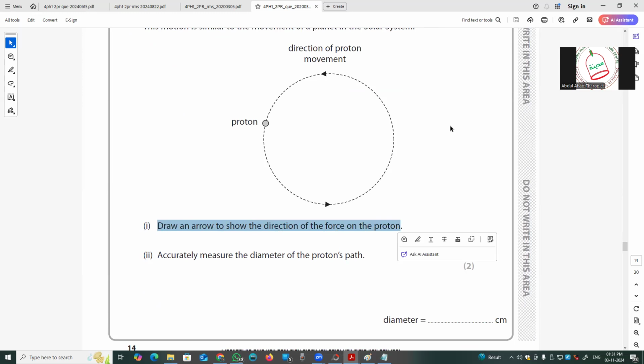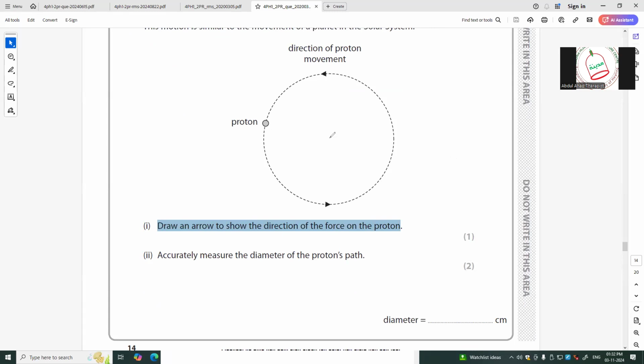Now, subdivision number 1, Roman number 1, draw an arrow to show the direction of the force on the proton. Now, you have to understand here that they are not asking the direction of the magnetic field. Instead, what are they asking? They are asking the force on the proton, isn't it? So you will have to imagine that the proton is being pulled towards this point. So this point is nothing but the magnetic field line, just going like this. You don't have to draw the magnetic field lines. Just have to draw the arrow towards the center.